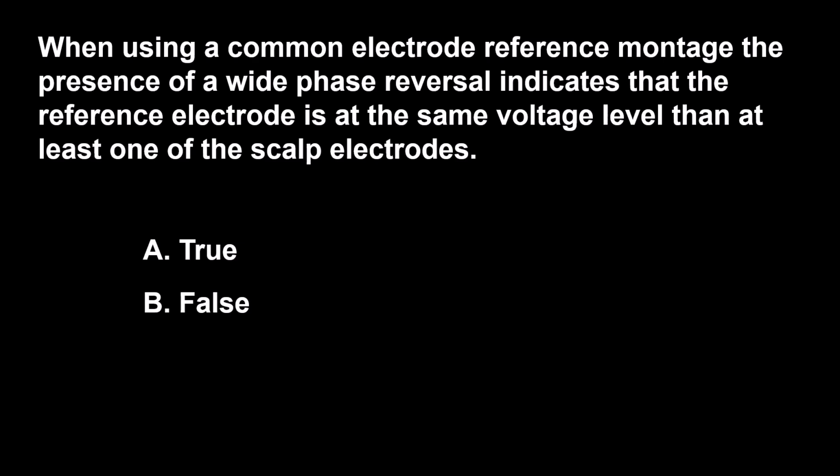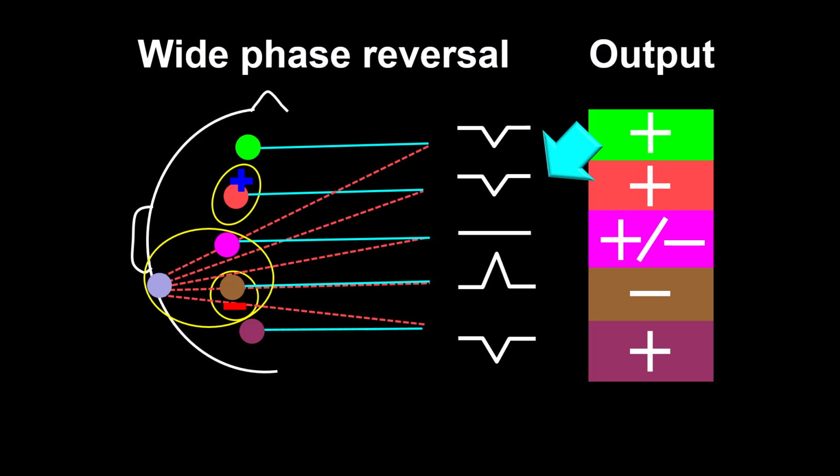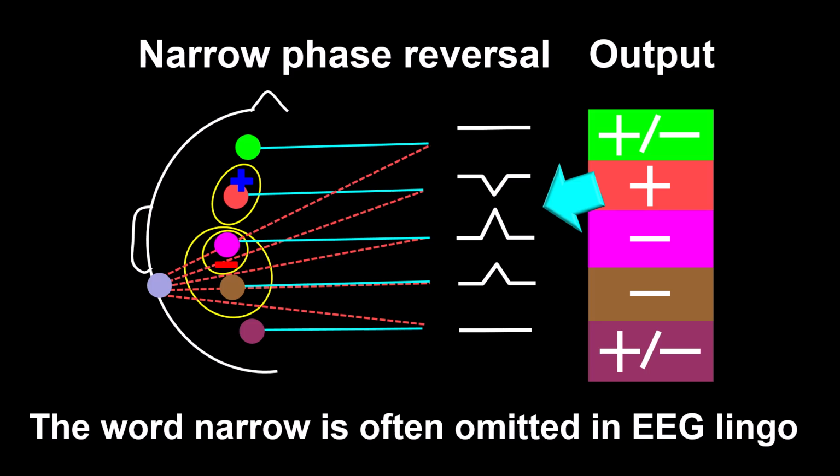Next question. When using a common electrode reference montage, the presence of a wide phase reversal indicates that the reference electrode is at the same voltage level as at least one of the scalp electrodes. A true, B false. This frame depicts a wide phase reversal due to a horizontal dipole. The wide phase reversal occurs because the reference electrode and one of the non-reference electrodes share one voltage level at the middle of the run. Hence, that electrode has no voltage output, which will translate into a flat line. This new frame depicts a narrow phase reversal.